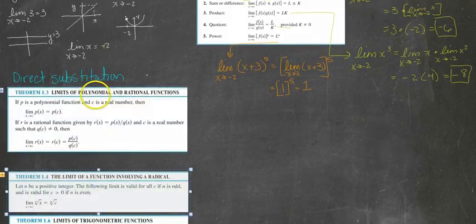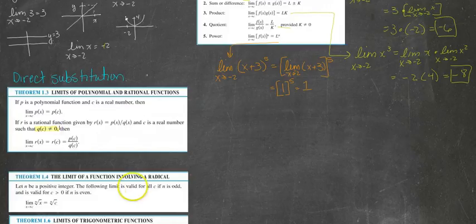We have a polynomial and a rational function. Again, if p is a polynomial function and c is a real number, then the limit as x approaches c of that polynomial is direct substitution, just plug it in. Same thing for a rational, where you have a polynomial over a polynomial. The only thing we have to be super careful of is making sure that when we get our solution, we don't have 0 in the denominator.